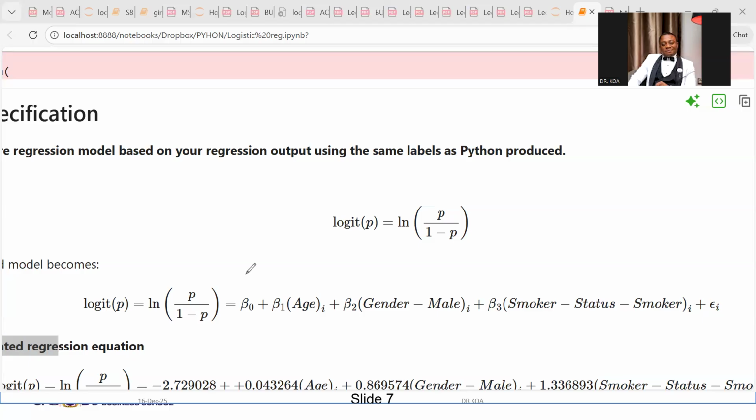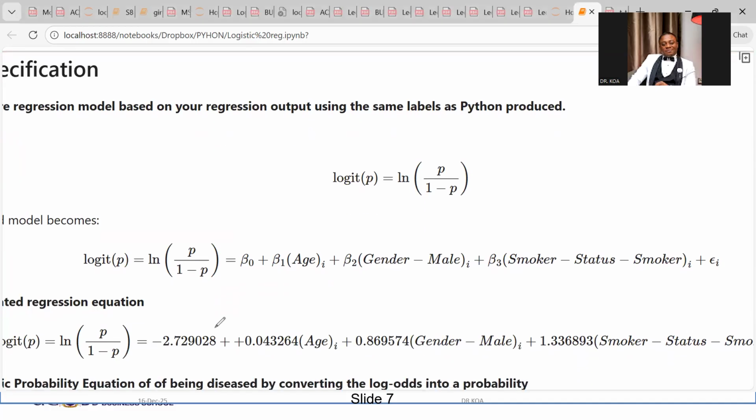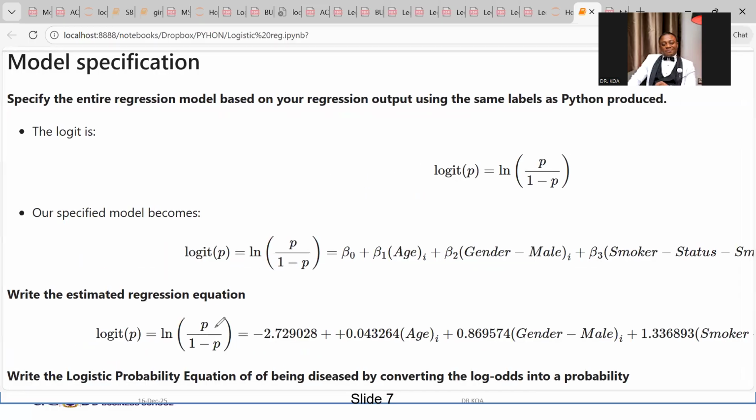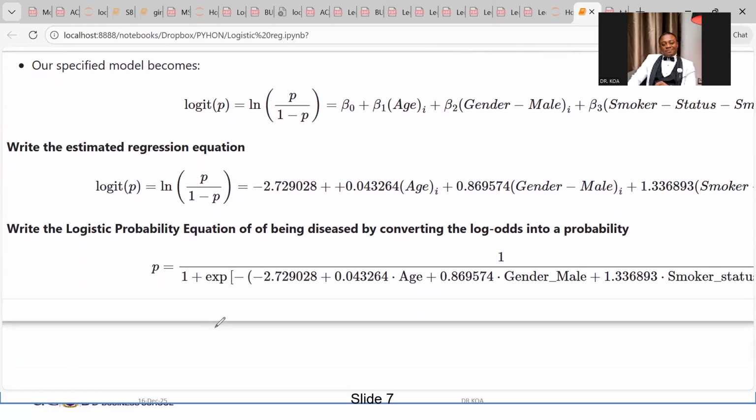So, and of course, when you are writing your thesis, your dissertation, this is the same thing you will do if you have this kind of data. Specifying the regression model is not the same as writing the estimated regression equation. Because watch this. The next part is to write the estimated regression equation.